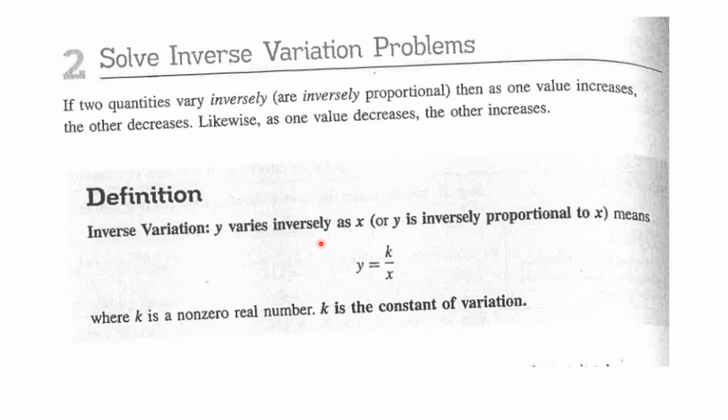y varies inversely as x, or y is inversely proportional to x, means y is equal to k over x. Notice that y is in the numerator and x is in the denominator, where k is a non-zero real number. Again, k is called the constant of variation.